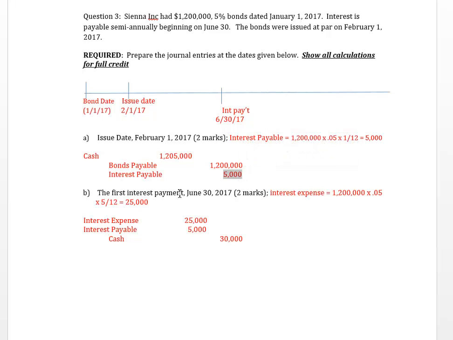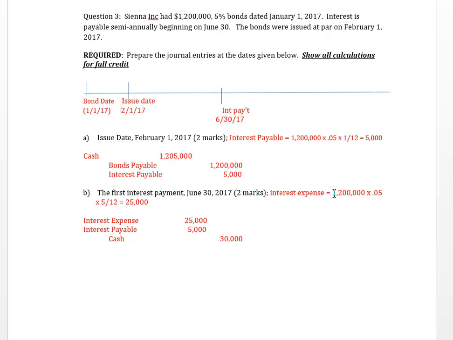So now, when the first interest payment is made, which is 6 months down the road, June the 30th, we have to calculate two things. We have to calculate the amount of interest expense. The amount of interest expense, don't forget, interest does not start clicking in terms of interest expense until the bond is issued. So we have 5 months of interest expense to book.